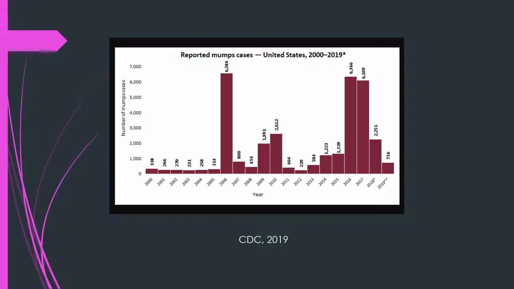So again, here is another graph that I took from the CDC's website looking at mumps reported cases from 2000 to 2019. And for 2019, this is just some preliminary data as of right now, so 716 cases as of April of 2019.